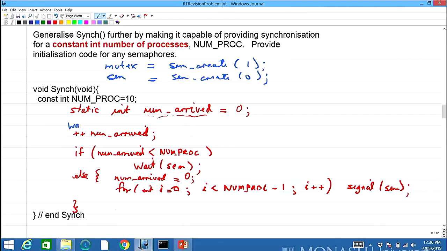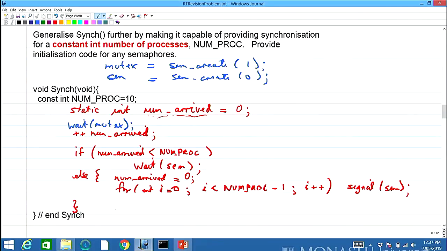Okay, so we've got to wait on our mutex semaphore here. That's protecting num arrive because we could get a context switch here, for example, and that's going to spoil everything. Or even before that. So anyway, we're going to make sure no two tasks can read num arrive at the same time and play around with it, increment it, read it, choose if statements based on it. It all must be consistent.